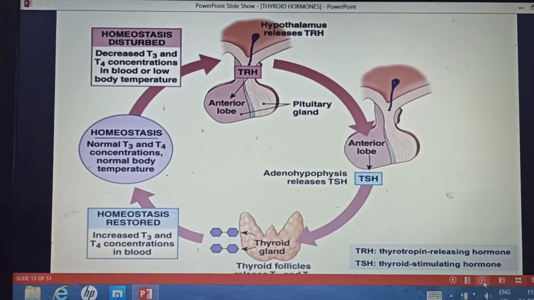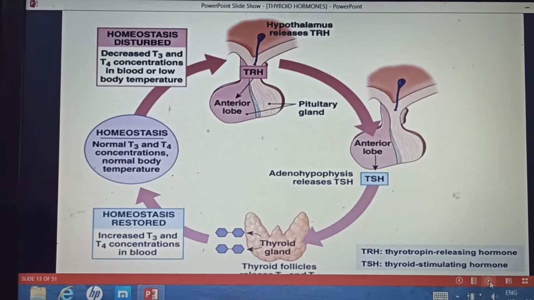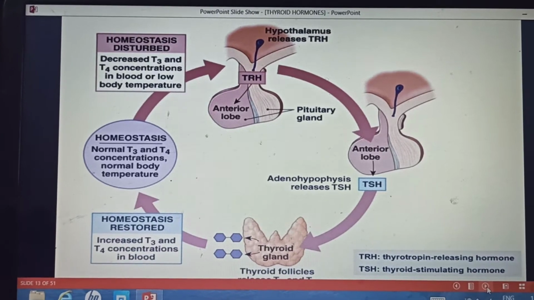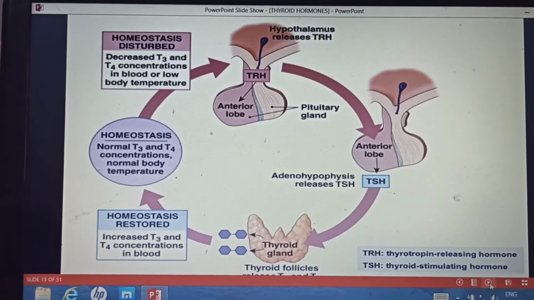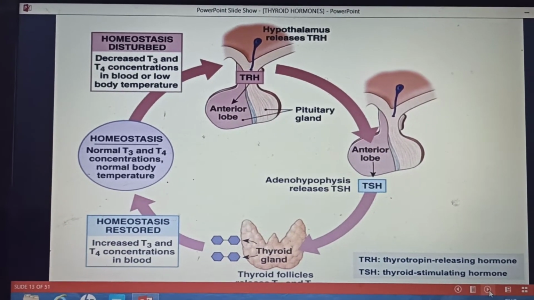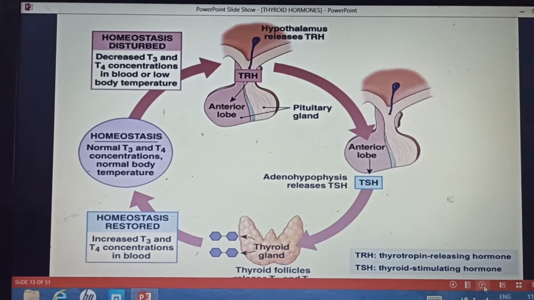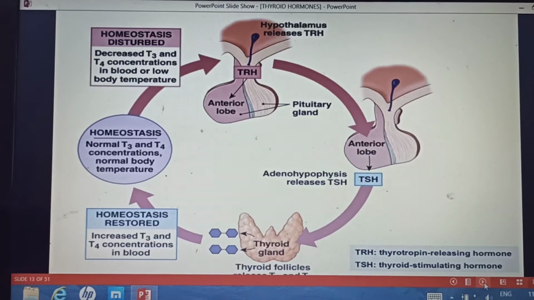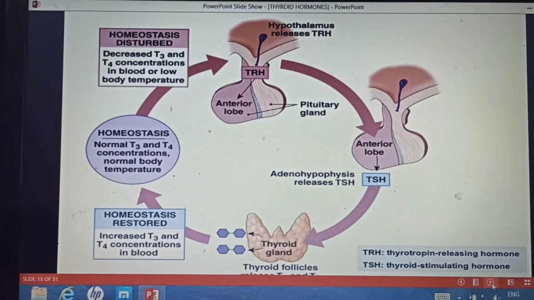Homeostasis gets restored. When the T3 and T4 levels are increased, it will send negative feedback inhibition to the hypothalamus and the anterior pituitary to decrease the synthesis of the respective hormones, and that will decrease the production, and in this way the homeostasis comes to normal.